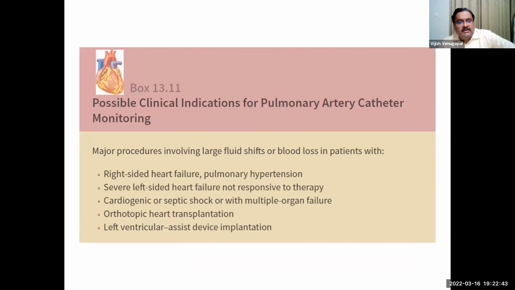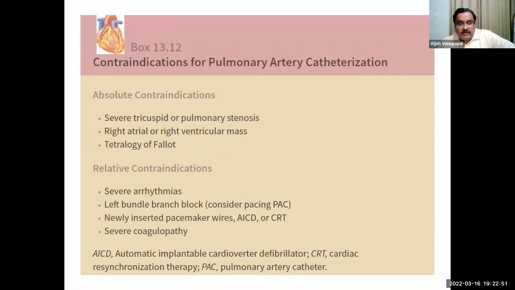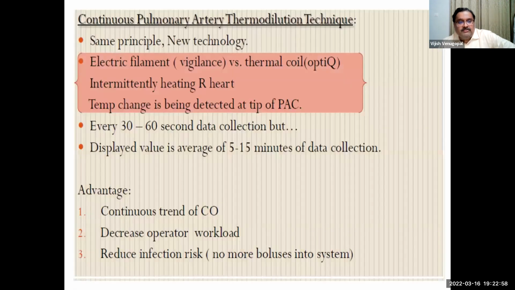The possible clinical indications for a PAC are right-sided heart failure, severe left-sided heart failure, cardiogenic or septic shock with multiple organ failure. There are a lot of contraindications. The absolute contraindications are severe tricuspid or pulmonary stenosis, right atrial or right ventricular mass, and tetralogy of Fallot.